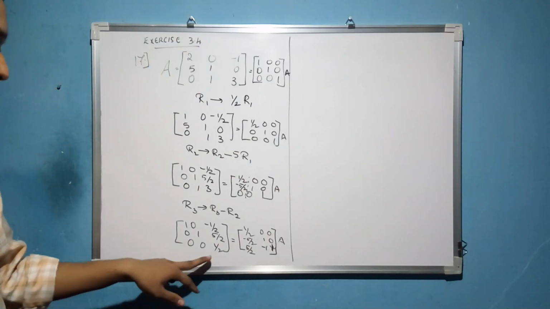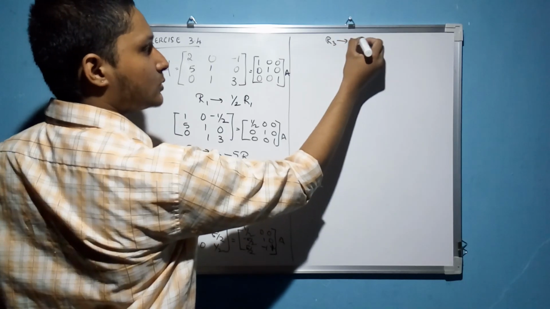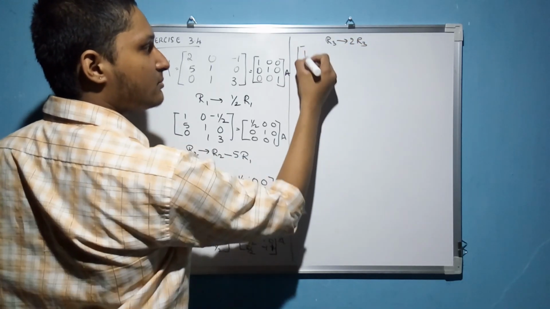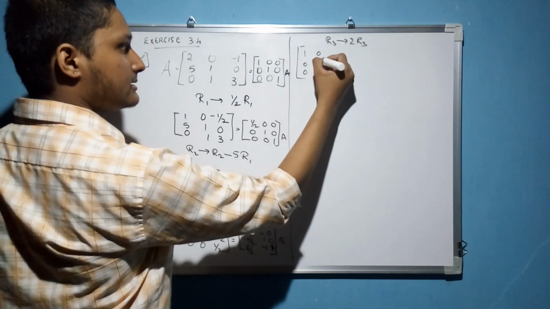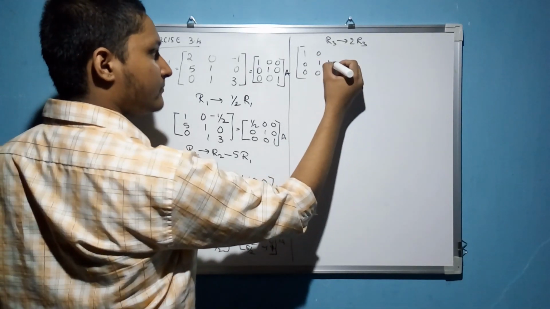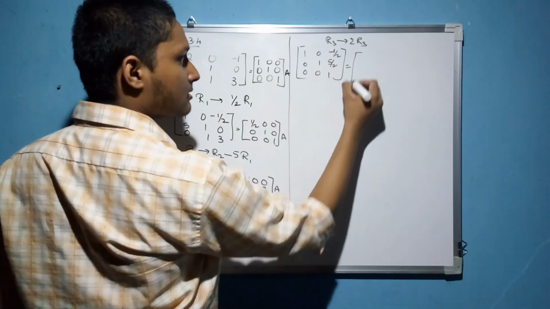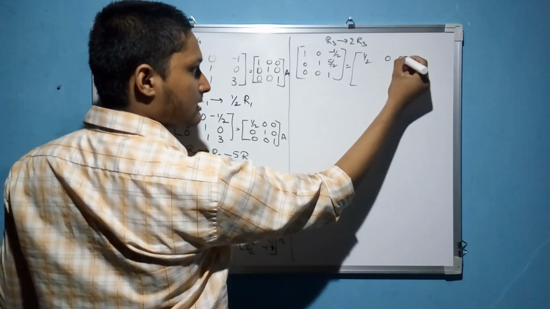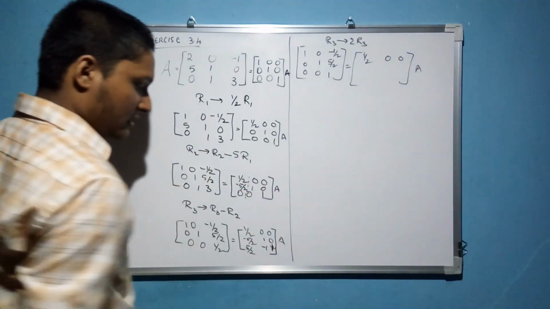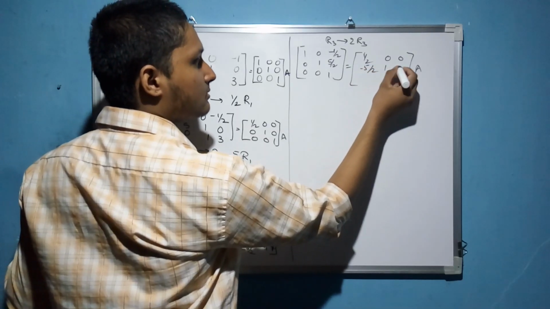So the next step is going to be based on this. I'll consider R3. R3 becomes 2 times R3. Then it is going to be 1, 0, 0, 0, 1. This much is over. And you have only 5 by 2 and minus 1 by 2 left here. So this is half, 0, 0, A here. Then here minus 5 by 2, 1, 0.